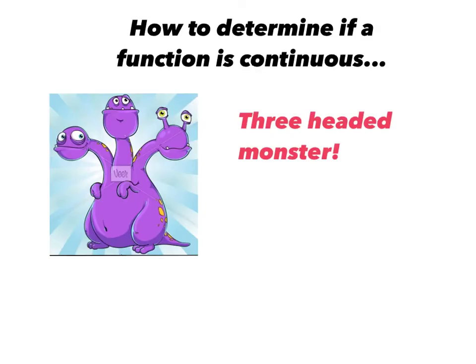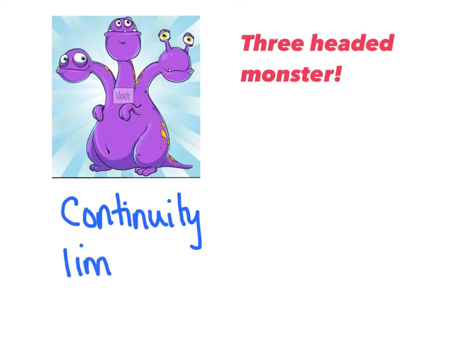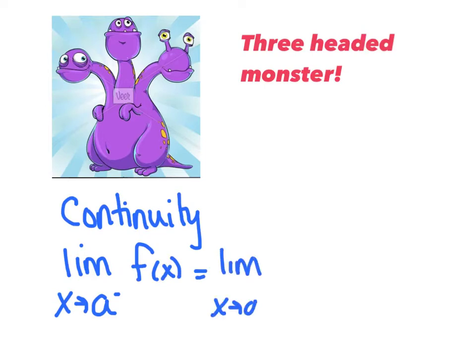So how do you determine if a function is continuous? Well, we have this great little saying called the three-headed monster. And it's very simple. Basically, let's box this in our notebook. This is huge. This is one of our big definitions. Our definition of continuity, or continuous. Don't let those words trip you up. The limit as x approaches a from the left of f of x has to equal the limit as x approaches a from the right side of f of x.